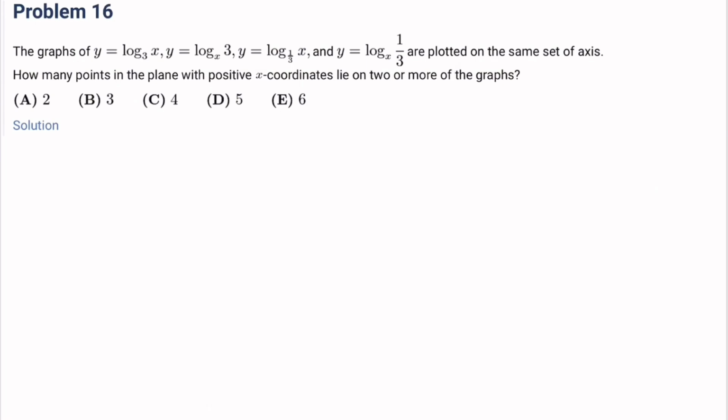Number 16: the graphs of y equals log base 3 of x, y equals log base x of 3, y equals log base 1/3 of x, and y equals log base x of 1/3 are plotted on the same set of axes. How many points in the plane with positive x coordinates lie on two or more of the graphs?